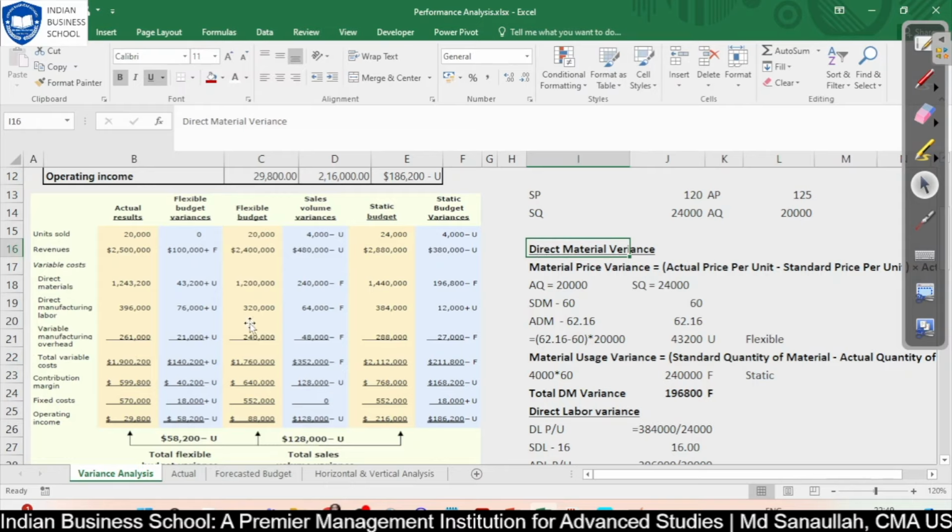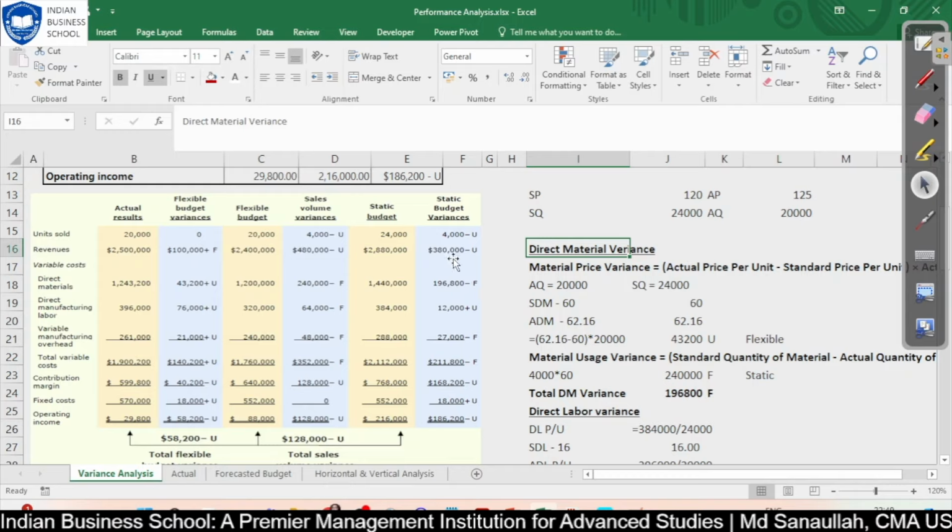Okay, so I think you have understood this. This is your actual result. This is a flexible budget based on your actual quantity. We have to change all the expenses and all the calculations as per the quantity we sold. And then this is your static budget, and this is your difference between actual and static.